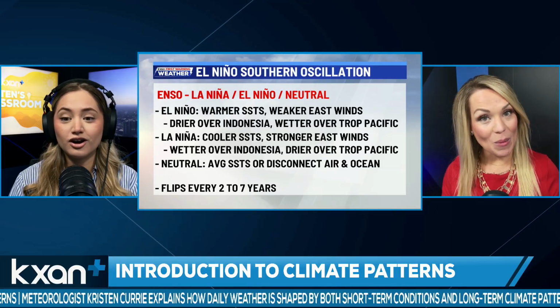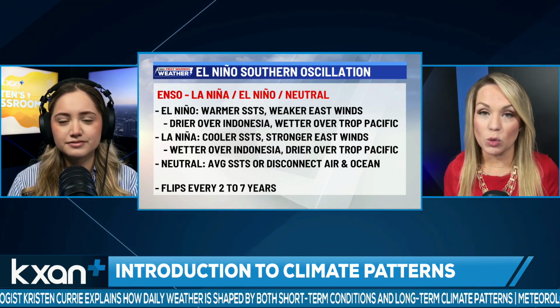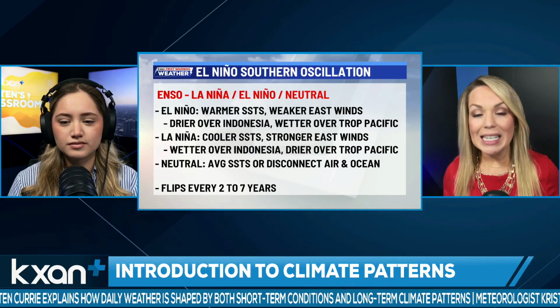And when those are weaker, that typically gives us some drier conditions over Indonesia, so on the other side of the Pacific, and wetter conditions closer to home. On our side, yeah. So that kind of pulls the jet stream down. During El Ninos, we typically see, in general, a wetter season here in Central Texas. And the reverse is true for La Nina.